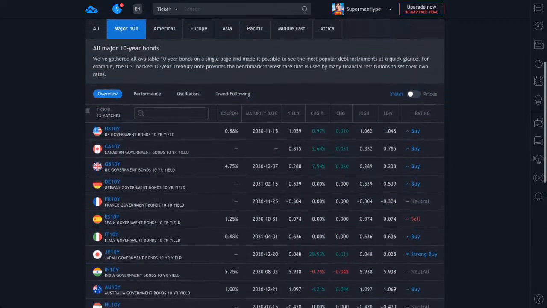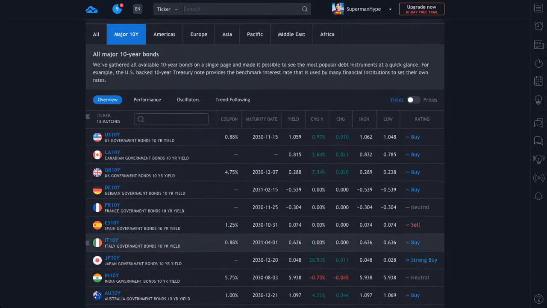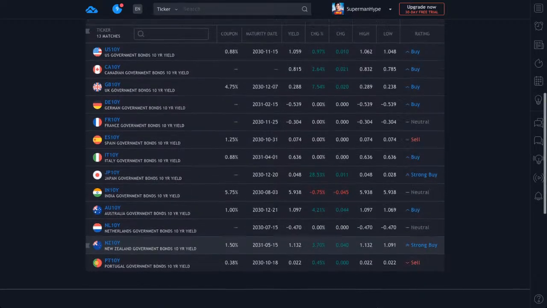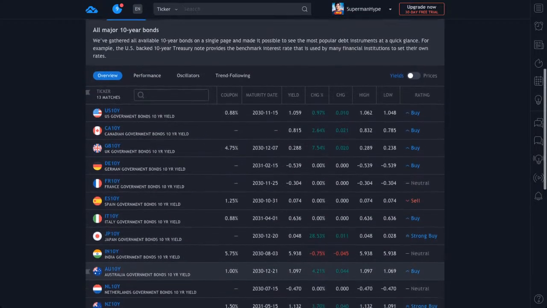So 10 years is an extremely long time. We've got the coupon rate, the maturity date, and the yield. You can see very low yields, and we've got the change in percentage and price, the highs and lows, and a rating from TradingView on these as a starting point. It says that New Zealand government bond yields are actually a strong buy, and that's my country. The coupon is 1.5%, which is kind of like the interest rate.